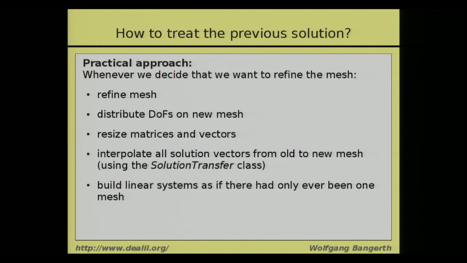So in our case, there's only going to be the previous solution and the current solution. That would be the solution and old solution variables in our class. There is a class that does this interpolation from the old to the new mesh that is called solution transfer, and I'm going to show you a little bit how that works. And then we build the linear system on the next time step Tn as if there had only ever been one mesh. So we never have to explicitly deal with multiple meshes. So this is the approach to the first problem that you will encounter when you have time-dependent meshes.